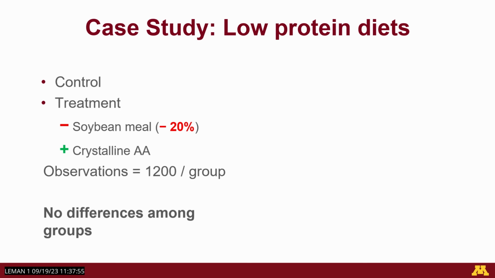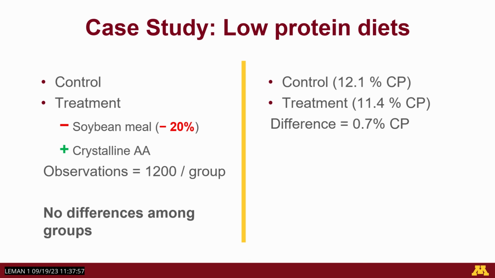The problem with this specific example is that in the control group, we have 12.1 crude protein, and in the treatment group, we have 11.4 crude protein, so the crude protein went down by less than 1%.